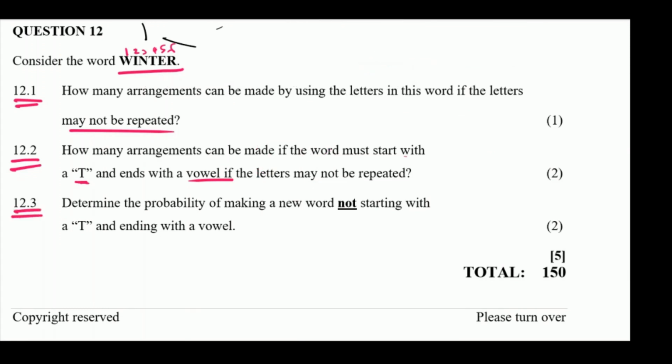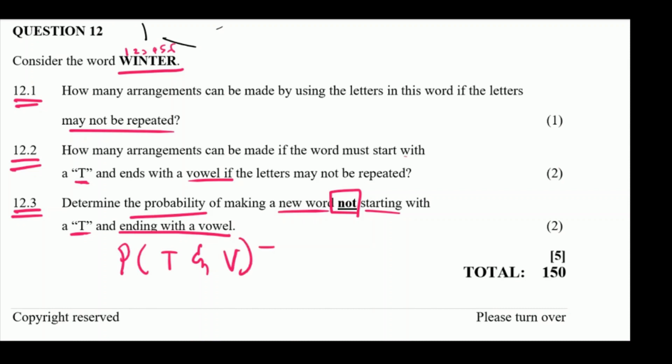12.3. Determine the probability of making a new word not start with the letter T and end with a vowel. So we don't want our letter to start with T and we don't want it to end with a vowel. So let's first find the probability that it starts with a T and ends with a vowel, right? The previous question, they started with a T and ended with the vowel. We found the solution to be 48.